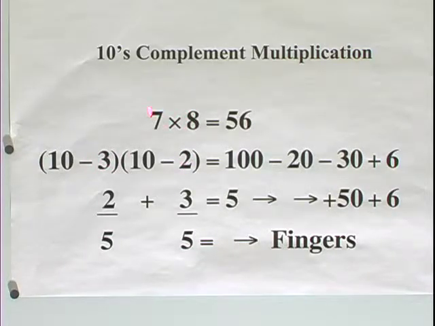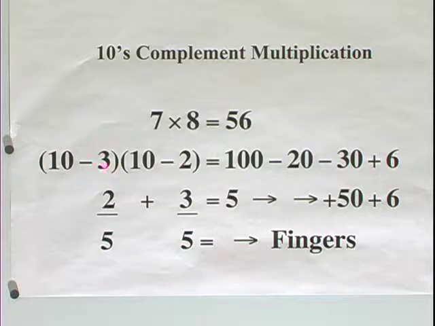I'm going to write 7 as 10 minus 3 and 8 as 10 minus 2. And I'm going to do the binomial multiplication now. 10 times 10 is 100. 10 times minus 2 is minus 20. Minus 3 times 10 is minus 30. Minus 3 times a minus 2 is a plus 6.